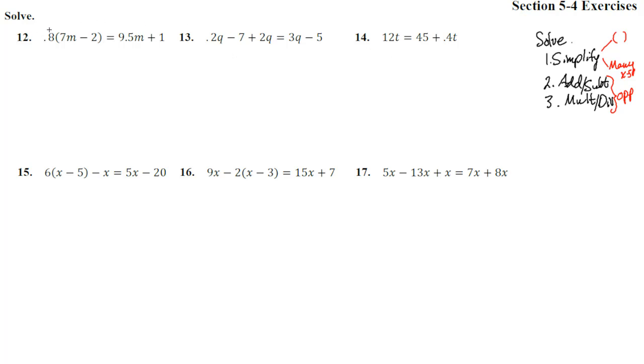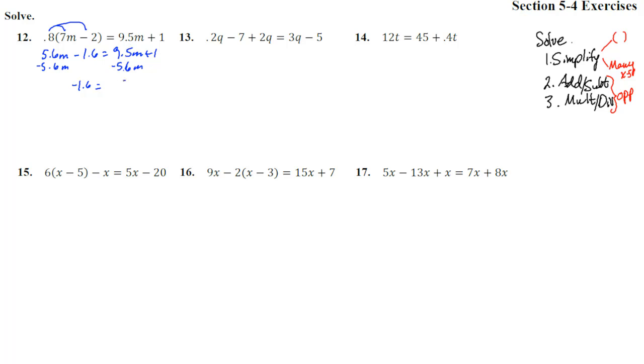Do we have any parentheses? Yes, we do. So let's distribute that through and we get 5.6m minus 1.6 equals 9.5m plus 1. Good. Now, do we have many m's? Yes, we do. Let's subtract that 5.6m from both sides, and we get negative 1.6 equals, let me see, 9.5 minus 5.6.